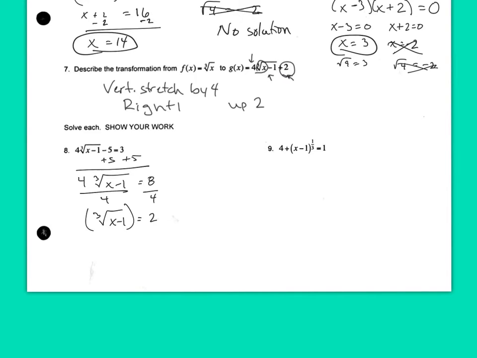And now we're ready to do the third power. That gets rid of everything: the radical sign, the 3's, the third root. We have just x minus 1. 2 to the third is 8. Add 1. We get x equals 9.